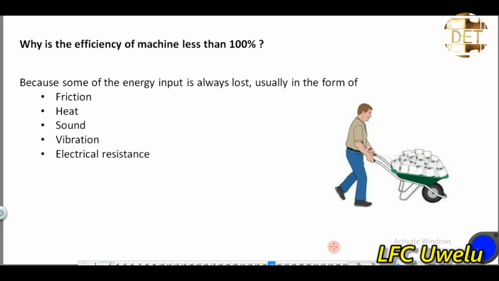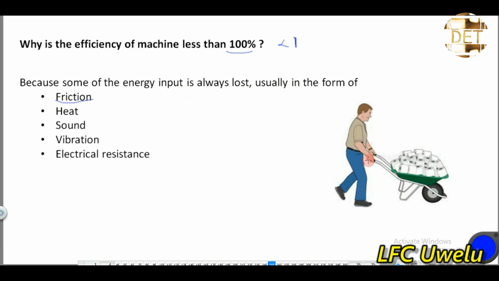The last thing I would want you to know here is, why is the efficiency of a machine less than 100%? If you calculate the efficiency of most machines, it is usually less than 100%, or less than 1. And the reason is because some of the energy put into the machine is always lost, usually in the form of friction.